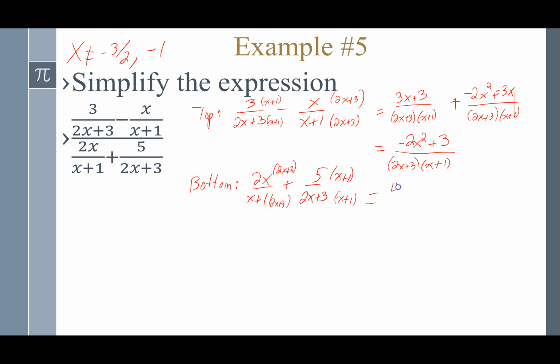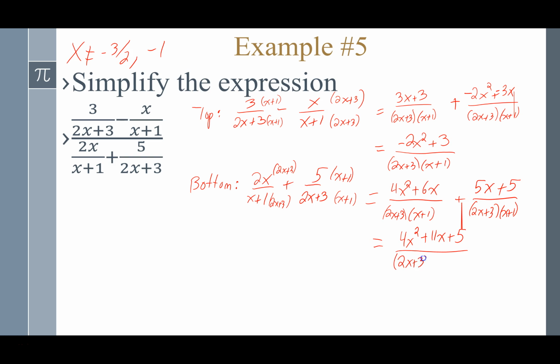So when we distribute, we'll get (4x² + 6x) over (2x + 3)(x + 1), and then plus (5x + 5) over again (2x + 3)(x + 1). Which means this, when we combine, will be (4x² + 11x + 5) over again (2x + 3)(x + 1). Well, we've now simplified both numerator and denominator, top and bottom. Now all we have to do is we need to now rewrite this.